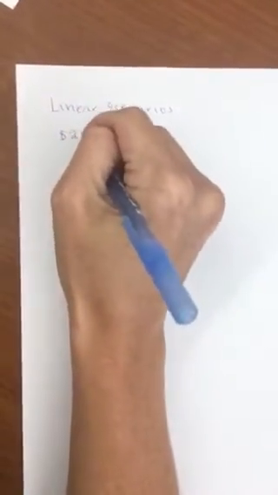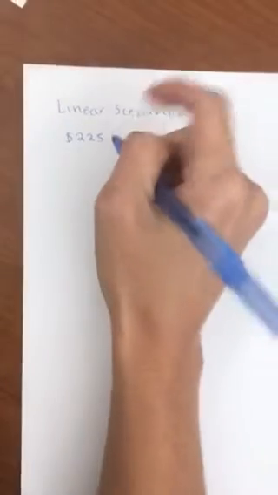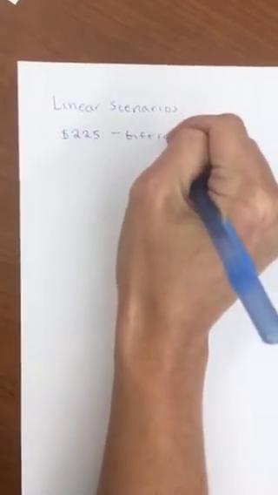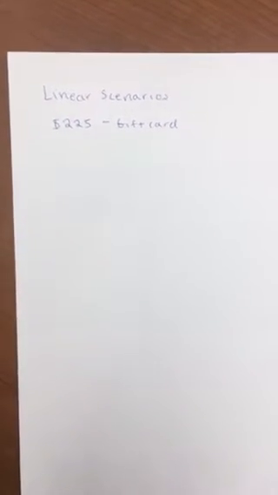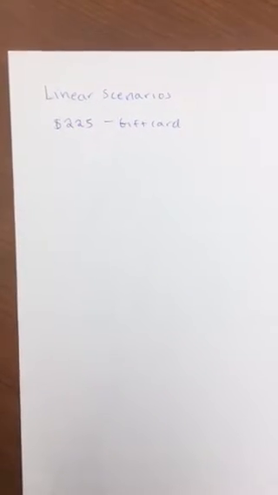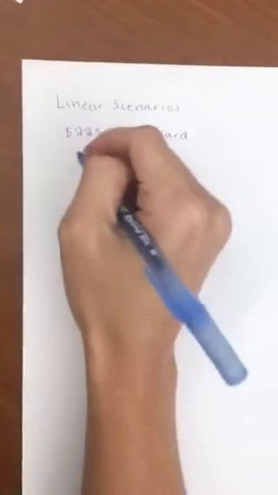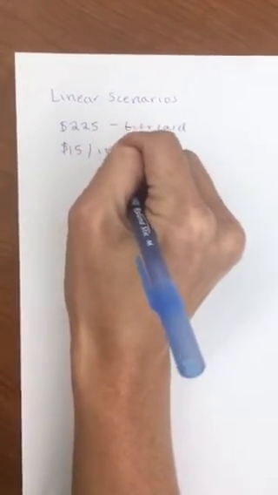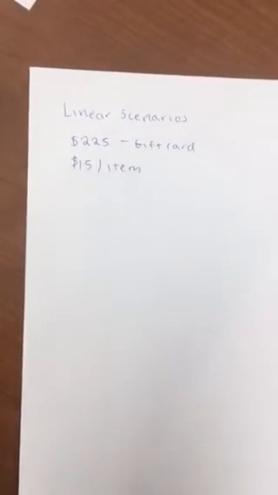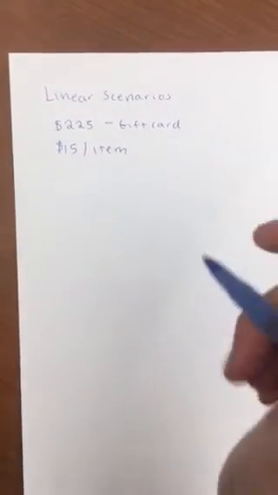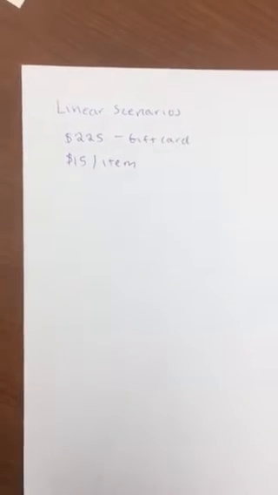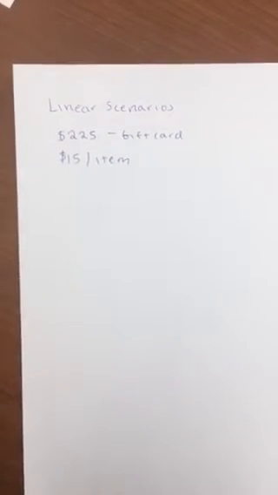So imagine for a moment that I had a $225 gift card. Like somebody gave me $225 on a gift card, and I was able to use it at any place I wanted. And what happened is I decided that I was going to go to this cool store where you were able to buy anything you wanted in that store, and everything was $15 each. Every item, whether it was shoes or pants or a shirt or anything, was $15 per item. Using an equation, a table, and a graph, I want to model this scenario.